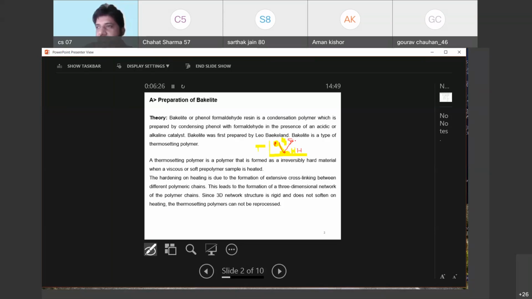It means they are not reversible in nature. You cannot make them soft and hard by changing the temperature. Once they become hard, they will stay in that state. You cannot make them soft by heating again.